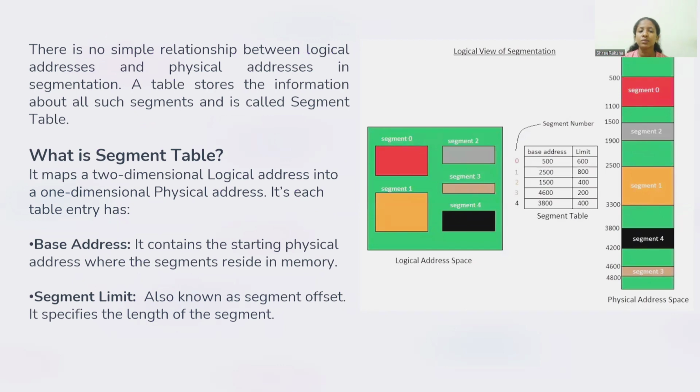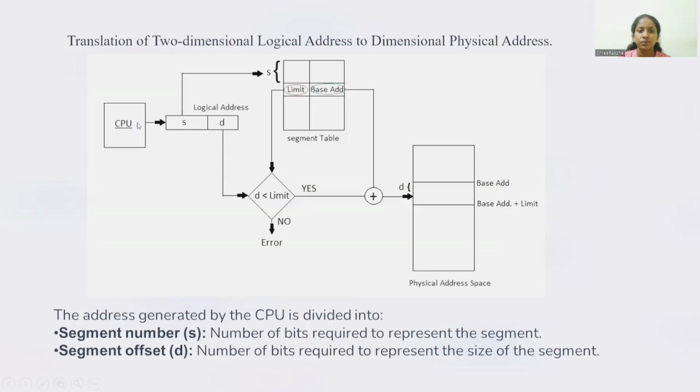What is a segment table? It maps a two-dimensional logical address into a one-dimensional physical address. Each table entry has a base address and a segment limit. The base address contains the starting physical address where the segment resides in the memory, whereas the segment limit, also known as the segment offset, specifies the length of the segment.